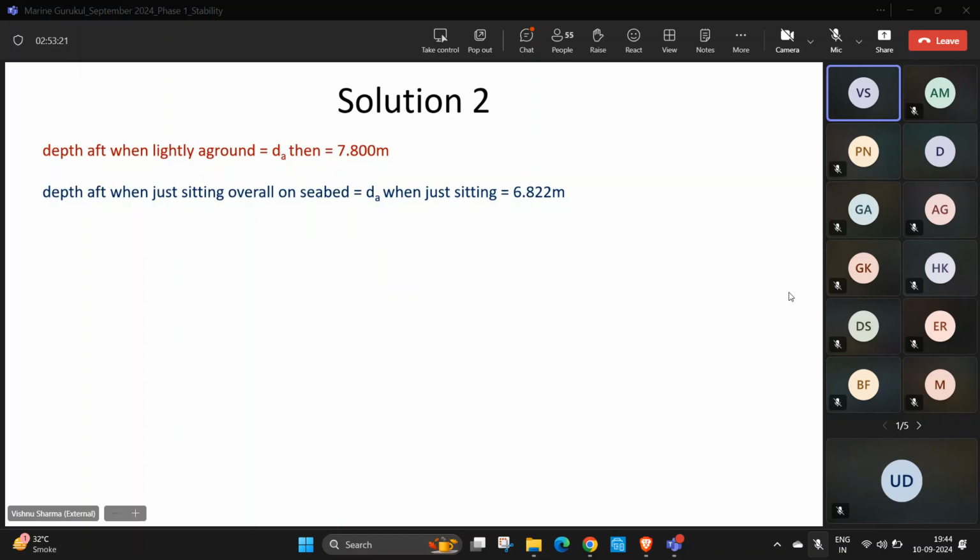Depth aft when just sitting overall on the seabed is the draft aft at that point and is 6.822 meters, which we just calculated. It was x in the lower diagram that we discussed. Therefore, the fall in level required for the vessel to sit overall is 0.978 meters. That is answer 1. Is that clear, beta?